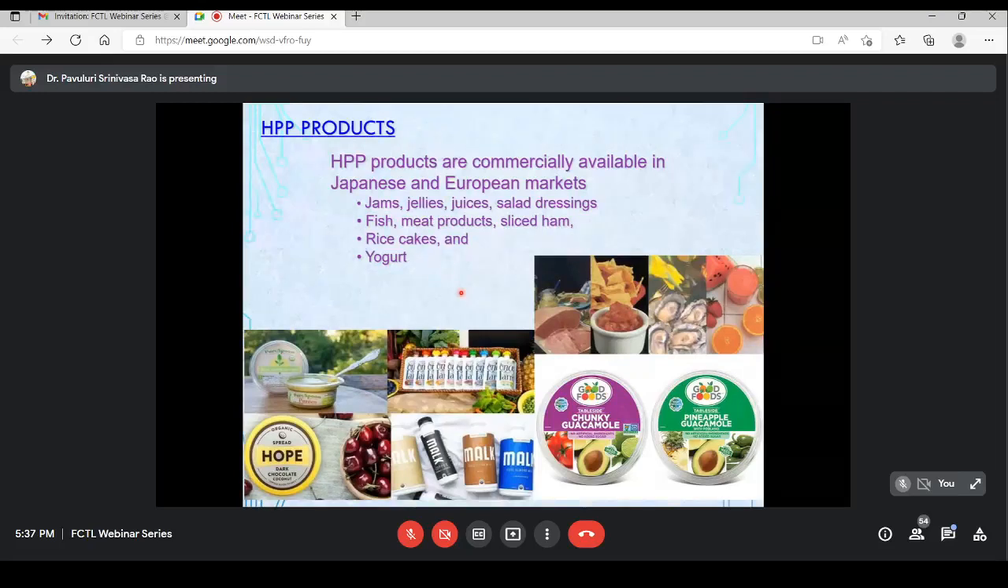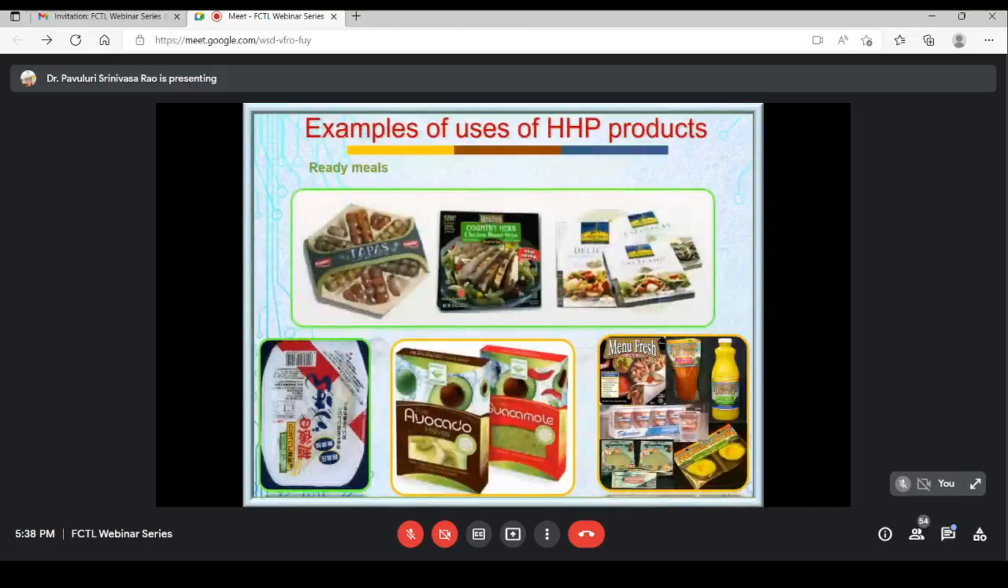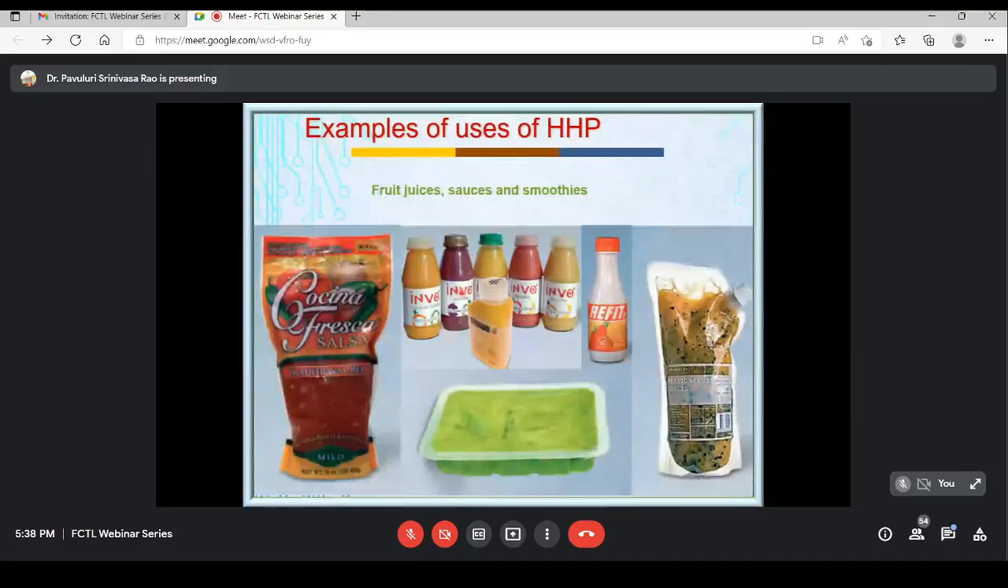Similarly, in the European markets, it's predominant with meat and maybe aquatic products. But in the US market, mostly it is avocado and some kind of rice cakes, yogurt, etc. These are the products which are available in the US market. These are other examples of HHP products, and even some fruit juices, smoothies, sauces, etc. can well retain their quality attributes.